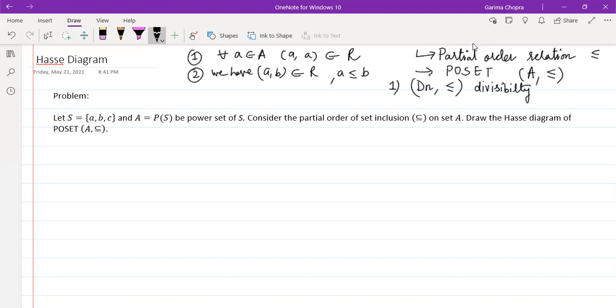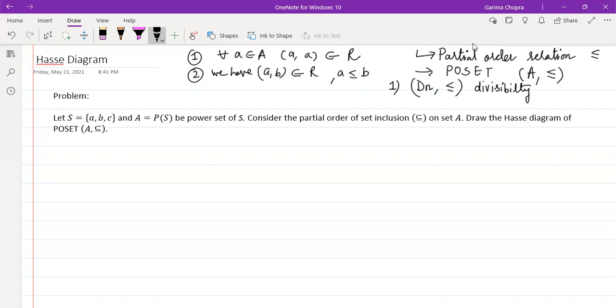So we don't draw the edge between two elements A and C if A is related to B and B is related to C, then we don't draw an edge from A to C. It is obvious that C will be coming above A, but we don't draw an edge from A to C. We have an edge from A to B because A is related to B. We have an edge from B to C because B is related to C. So with the help of these points, we will be doing this problem.